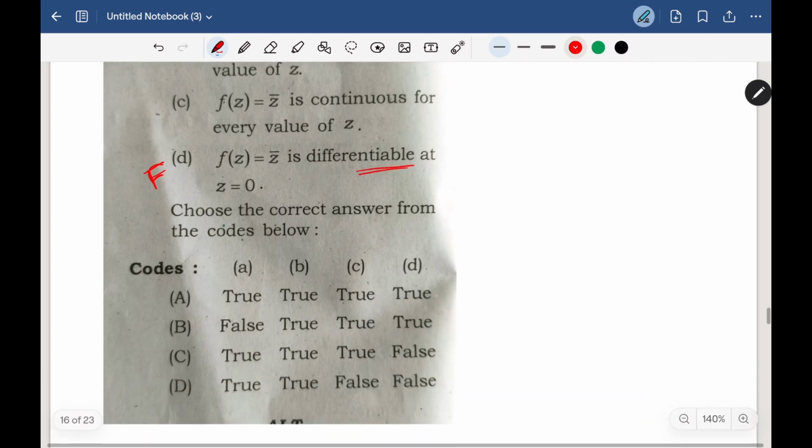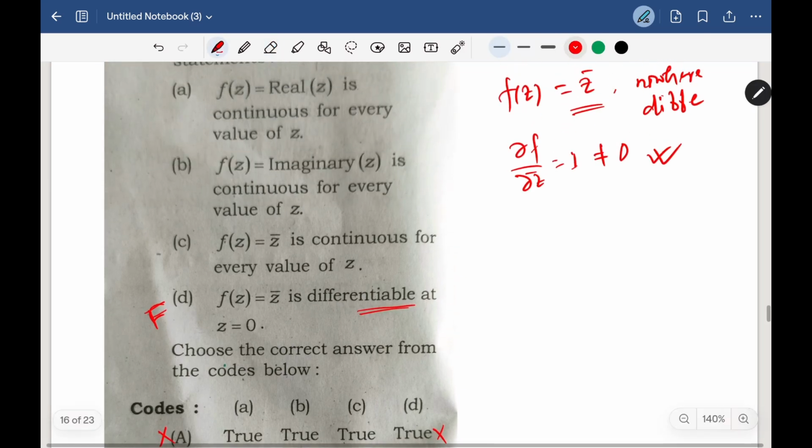So it says option D is true. So this one option will be cancelled. This is also true, will be cancelled. Now the correct answer will be either C or D. So let's see the other options also.